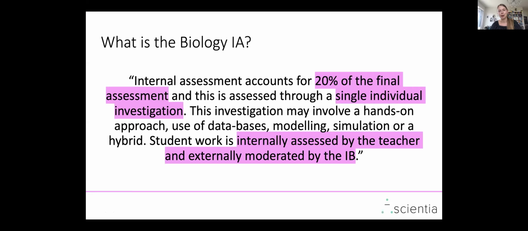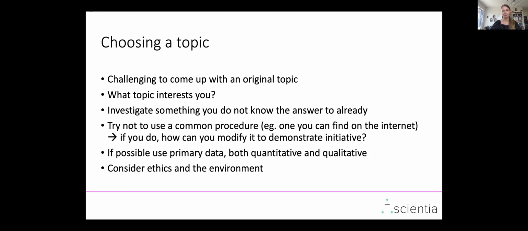You probably already know this, but in general, or in the past, it's accounted for 20% of the final assessment, and it's a single individual investigation. So you have to do it on your own. You can't share data with anyone else or do an experiment with anyone else. It might involve a hands-on approach, the use of databases. You can use modeling, simulation, or a hybrid of these things. It's internally assessed by a teacher and externally moderated by the IB, which might also be changed because of the pandemic.